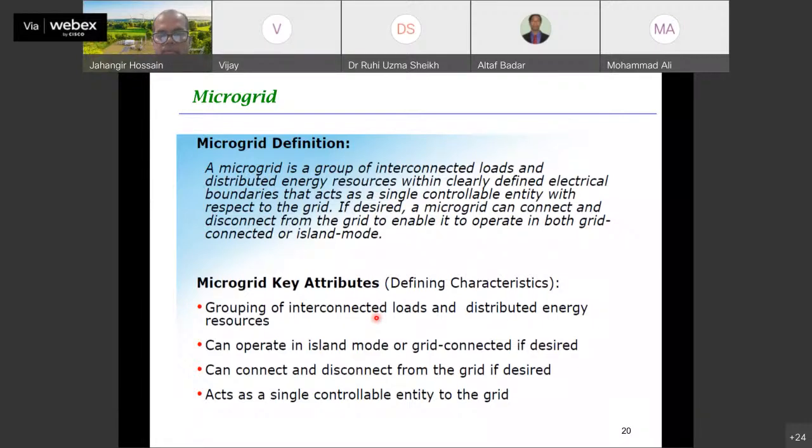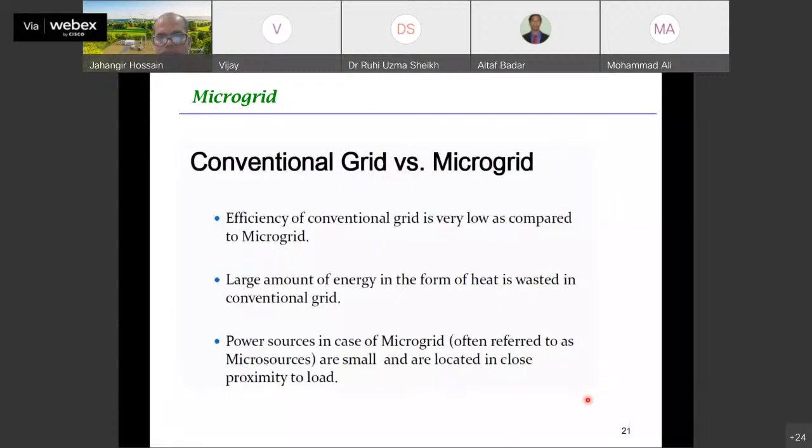If you think about the main grid, this is some of the things that come from that definition. So as I say, you can either operate in grid connected or isolated mode. It has got a number of advantages in terms of efficiency. It's much higher than the conventional power grid. And also here, in most of the cases, the heat which is generated, you can also utilize, but in the normal power grid, a massive amount of heat is wasted in the conventional grid.